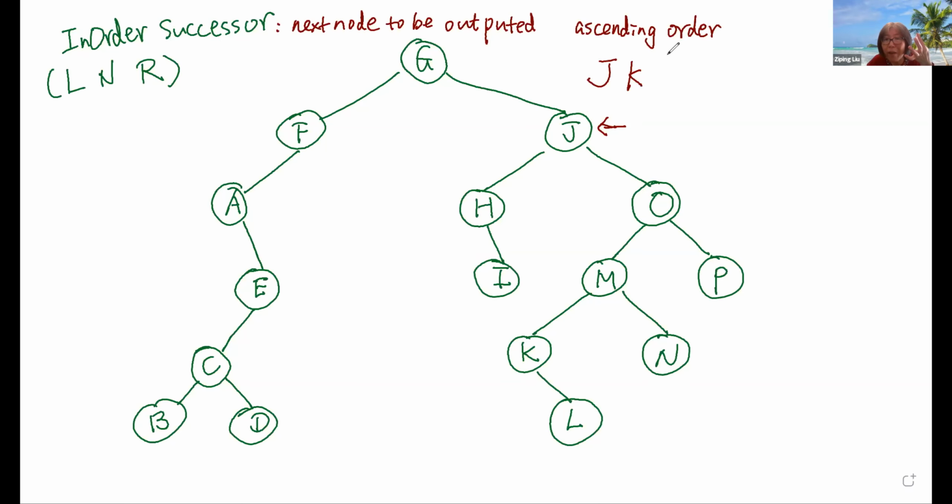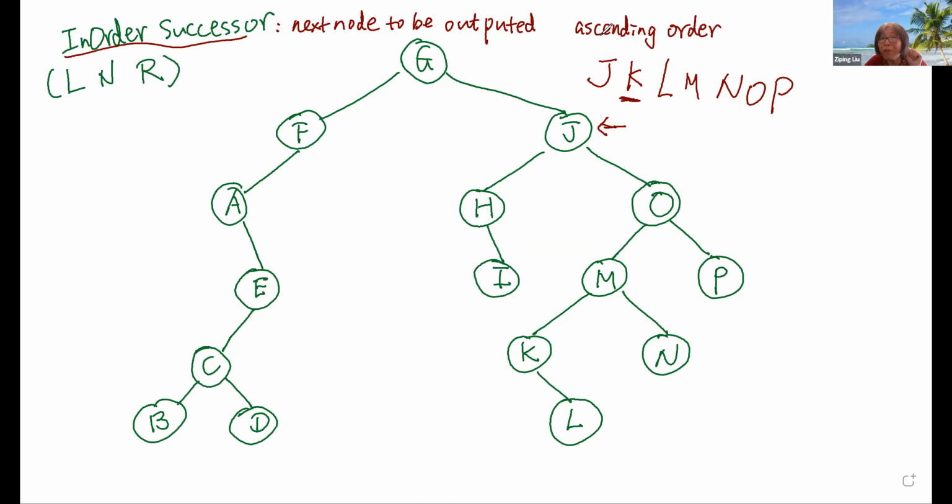After K is L. After L, it's M. After M, it's N. And then after N, it's going to be O, and then P. So the in order successor means what's next going to be output for the final in order traversing results. Then clearly we can find it's node K.